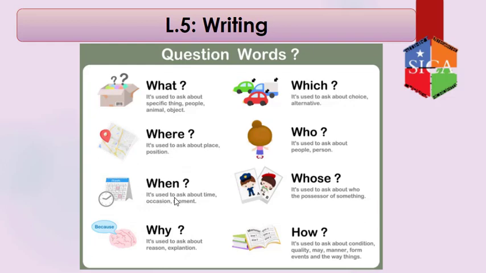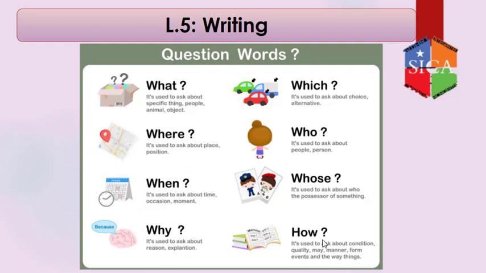When? It's used to ask about time, occasions, and moment. When you ask, when was this pharaoh born? Why? It's used to ask about reason or explanation. Which? We use it to ask about choice or alternative. Who? It's used to ask about people or a person. Whose? It's used to ask about who is the possessor of something. When you have the possessor of something, you ask with whose.